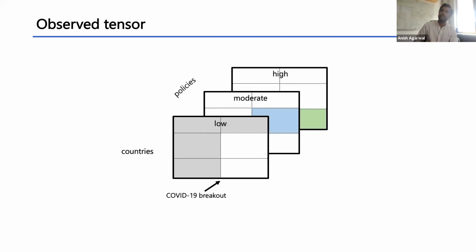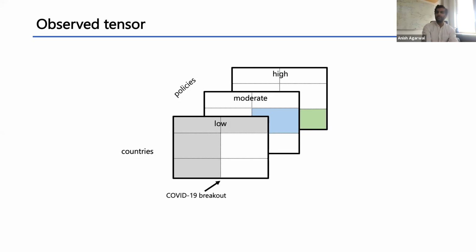Now, the problem, of course, is that we don't actually get to observe that potential outcomes tensor. What we observe is a very sparse version of this tensor. So here, white represents missing entries. And as we see, you can see this from the Google mobility reports, that pre-COVID-19 breaking out, all countries had basically done nothing. And they were all under the low mobility restriction. So you see that pre-COVID-19, we observed the gray slice for all countries and the moderate and high slices are missing. Now, once COVID-19 broke out in these various countries, different countries did different things, as we saw.